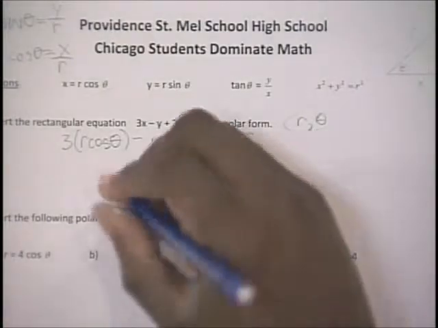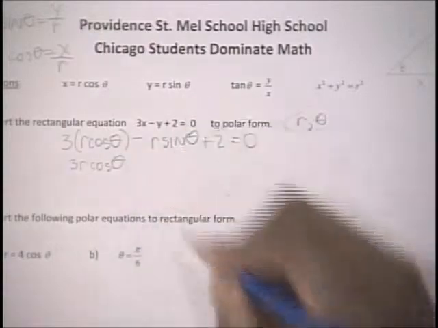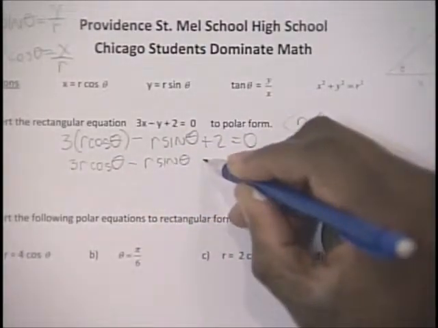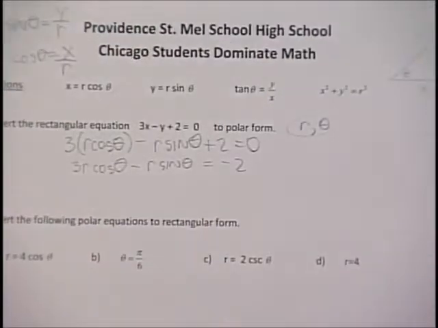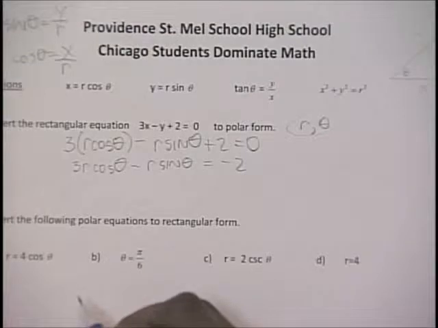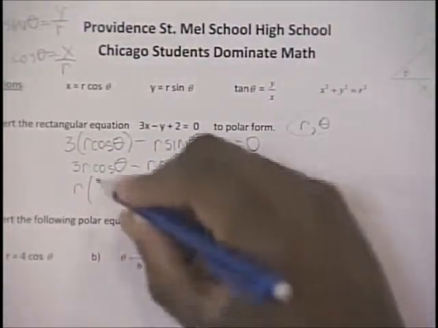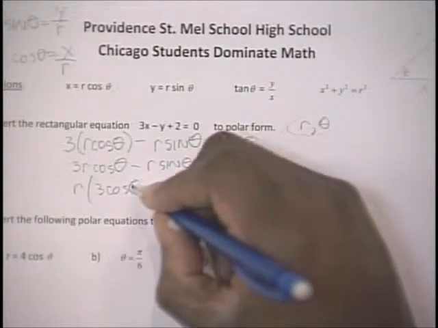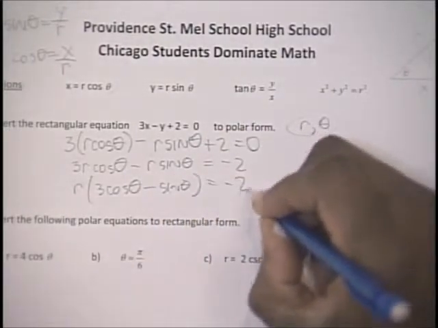All right, so now what we have is 3r cosine theta minus r sine theta is, let's just say, equal to -2. Let's bring that plus 2 over. All right, so now that we're basically done, let's just put it in a form that you might see in a textbook. Let's pull out the r. If we pull out the r, we have r times 3 cosine theta minus sine theta, and that's equal to -2.